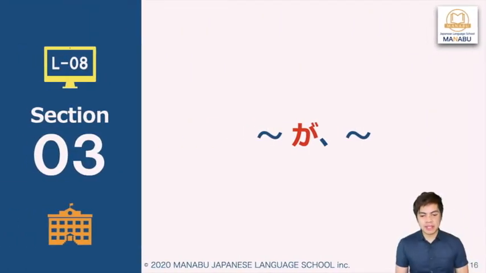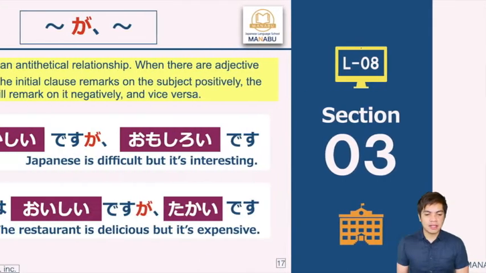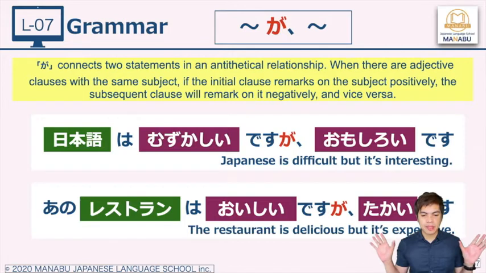On our third grammar point, ga. Ga connects two statements. When there are adjective clauses with the same subject, if the initial clause marks the subject positively or negatively, the subsequent clause will mark it negatively or positively, and vice versa. We can translate ga as but. So in this example, Nihongo wa muzukashii desu. The Japanese language is difficult. Desu ga, but omoshiroi desu. It's interesting.